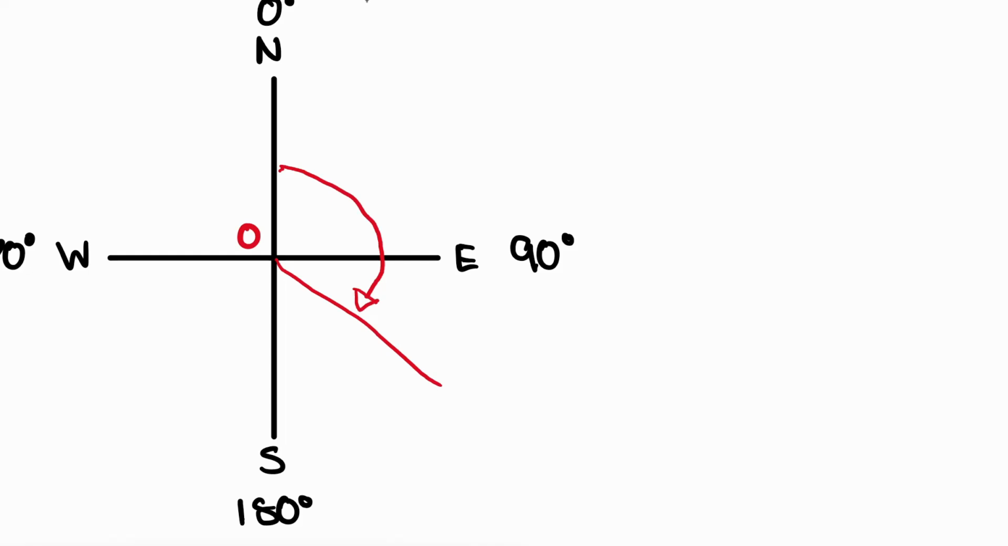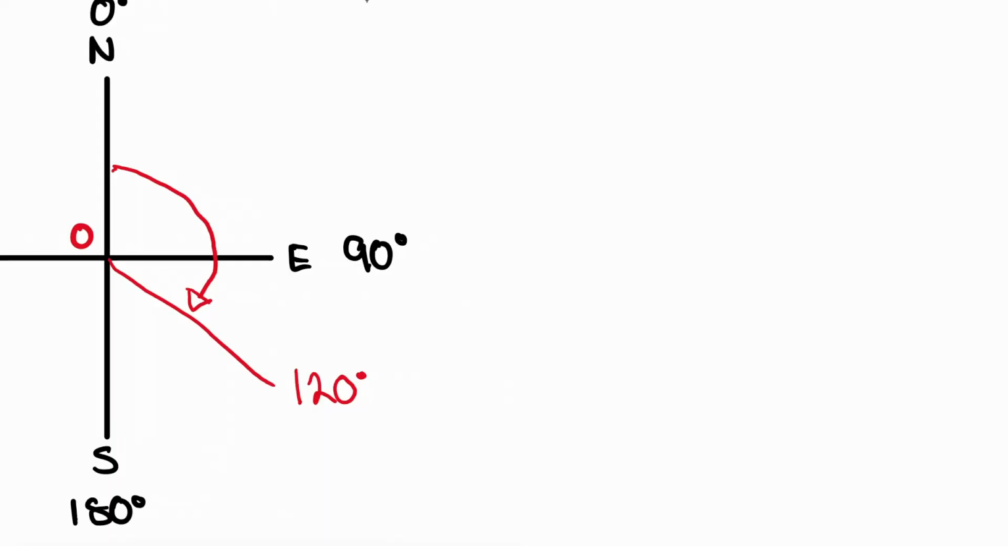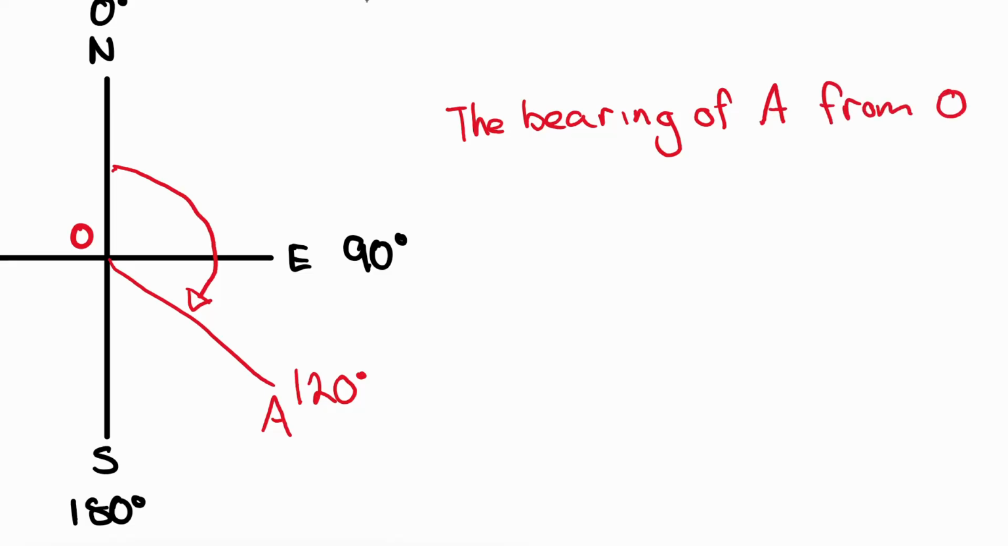Now, this is obviously between 90 and 180, so it could be 120 degrees. Let's also call this point A. We would write this as the bearing of A from O. O is usually just the origin, but you can have different letters there. It is 120 degrees. So you read this as the bearing of A, the place we're going to, from O, which is like your starting point.